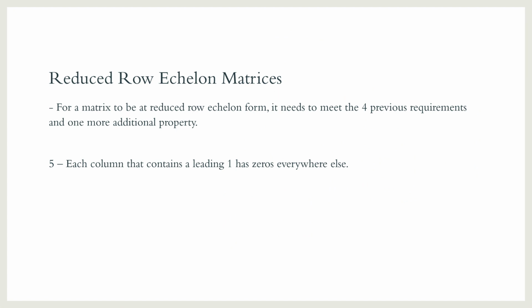Reduced row echelon matrices. For a matrix to be in reduced row echelon form, it needs to meet the four previous requirements and one more additional property, which is that each column that contains a leading one has to have zeros everywhere else in the same column. Knowing this, we can consider every reduced row echelon matrix to be a row echelon matrix. But not every row echelon matrix is a reduced row echelon matrix.